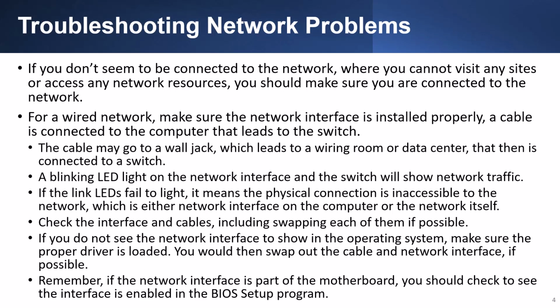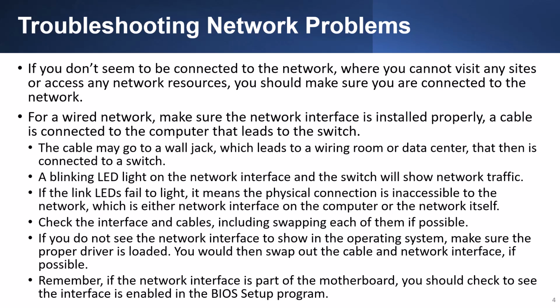If you don't seem to be connected to the network, where you cannot visit any sites or access any network resources, you should make sure you're connected to the network. For a wired network, make sure the network interface is installed properly. A cable is connected to the computer that leads to the switch. The cable may go to the wall jack, which leads to the wiring room or data center, that is then connected to a switch. A blinking LED light on the network interface and the switch will show network traffic.